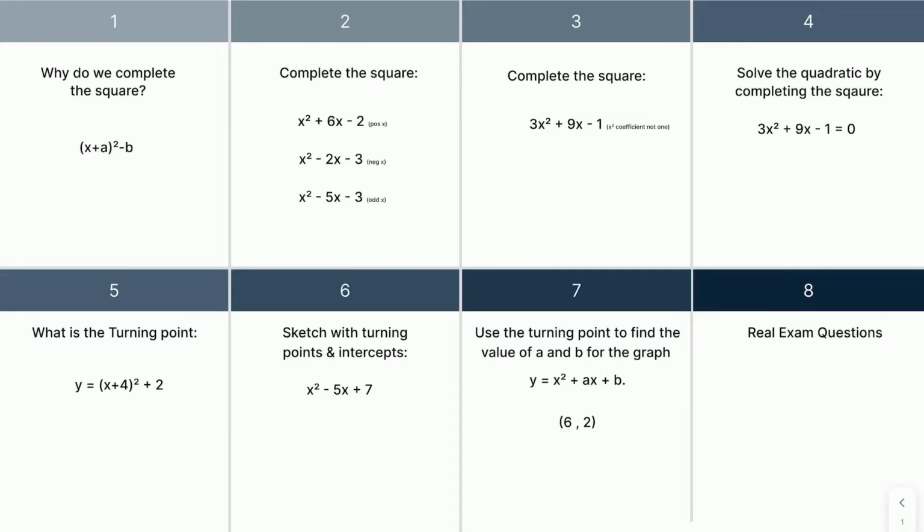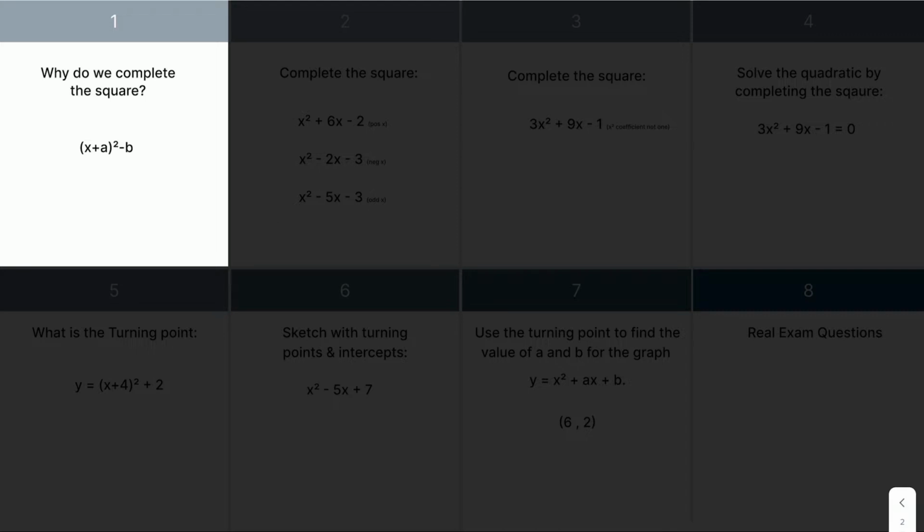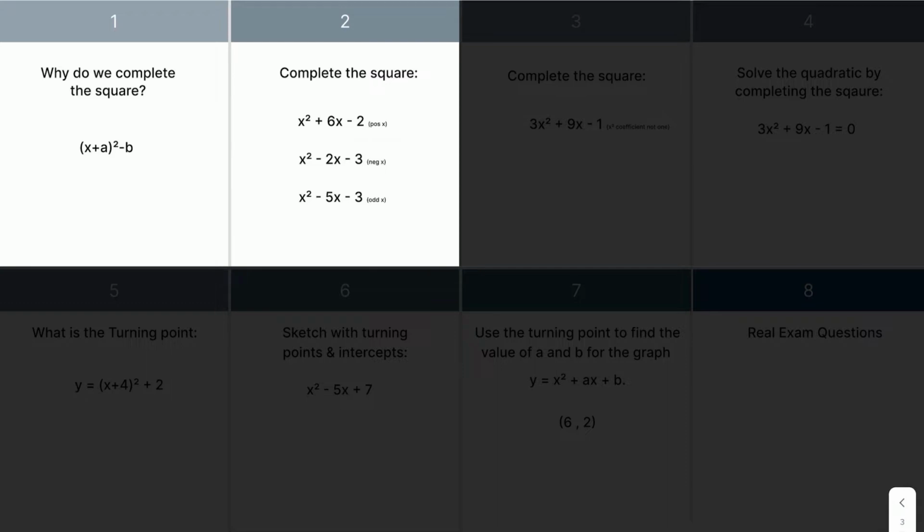So in this video, we're going to look at everything you need to know about completing the square. We're going to start off by looking at, well, why do we need to complete the square? What does it even mean? What does this complete square form look like? Then we're going to complete the square. We're going to look at examples where the coefficient of x is positive, negative, and odd.